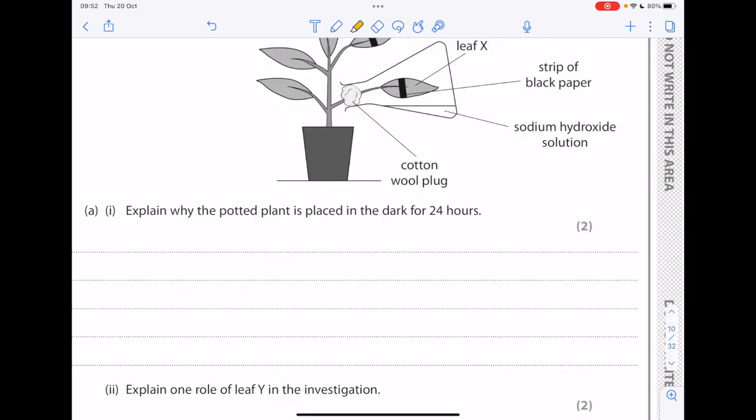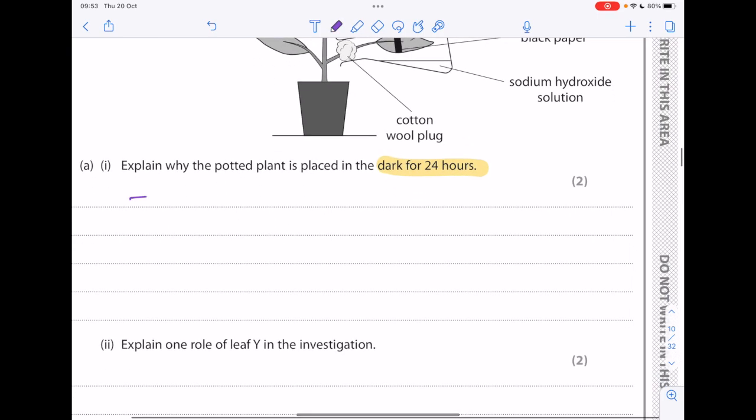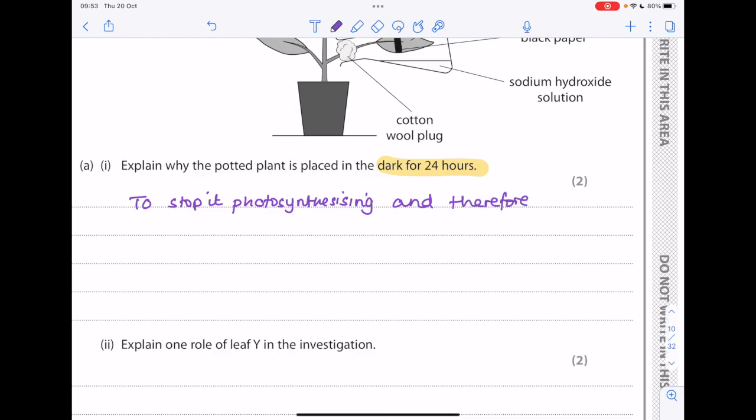Explain why the potted plant is placed in the dark for 24 hours. That's actually to stop it photosynthesizing. And so because of that, it can't make any glucose and it's forced to use up its starch.